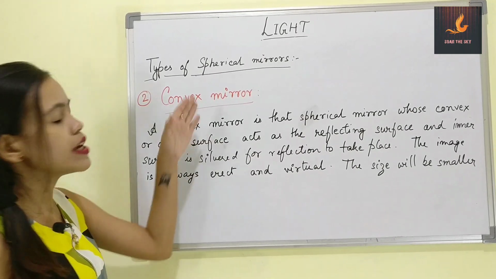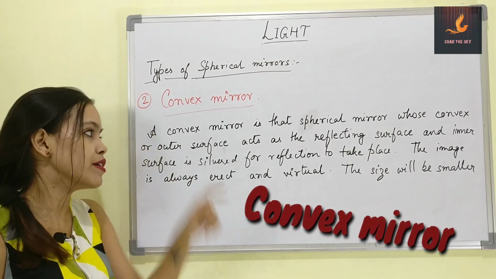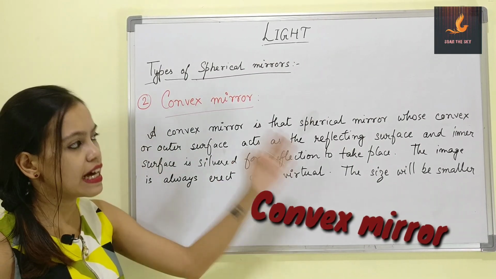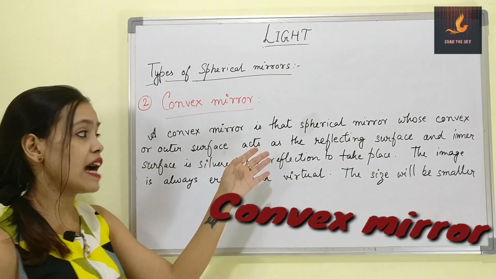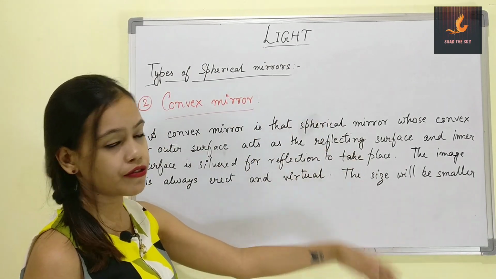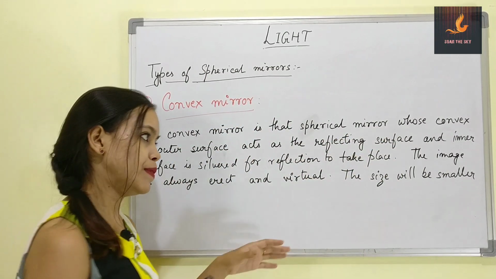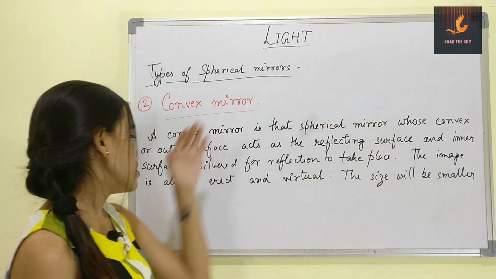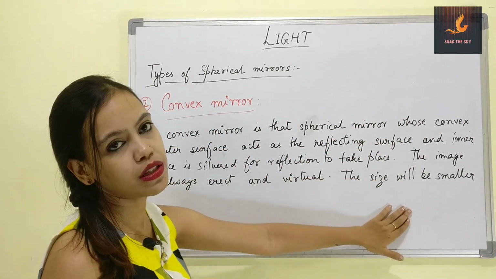The next definition is of the second type of spherical mirror, which is the convex mirror. A convex mirror is that spherical mirror whose convex, that is outer surface, acts as the reflecting surface and the inner surface is silvered for reflection to take place. The image is always erect and virtual. The size will be smaller.